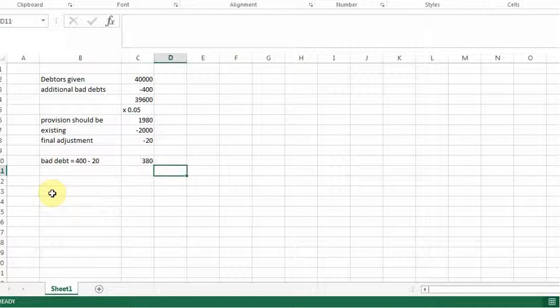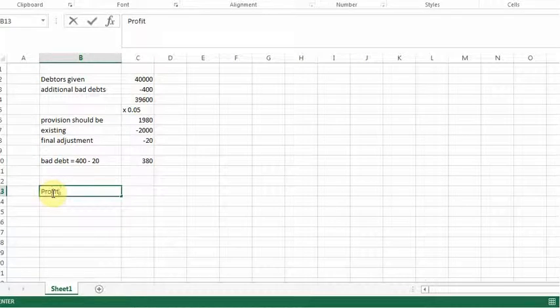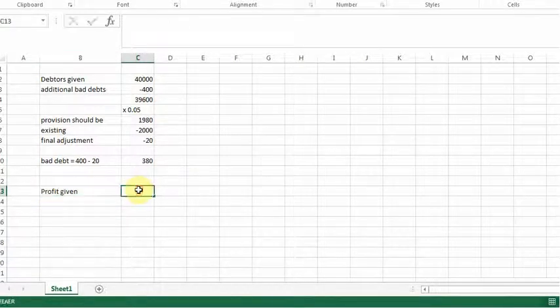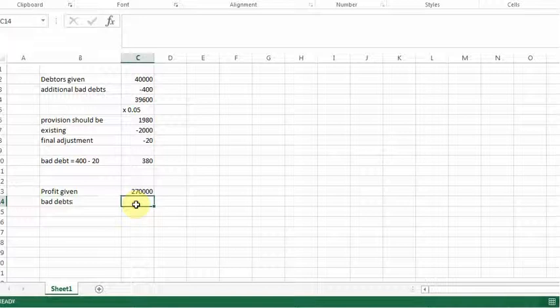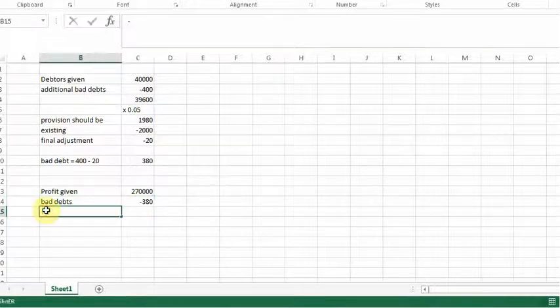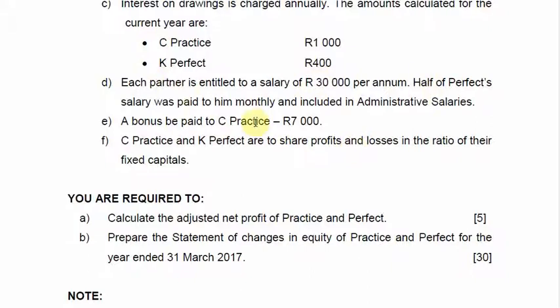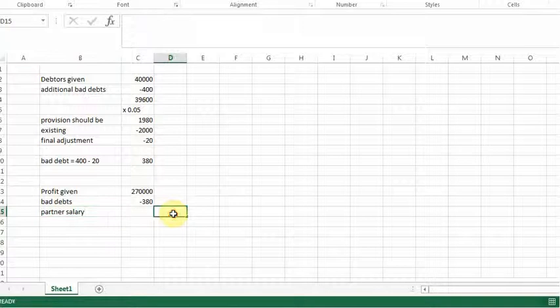I need to correct my profit, so I start with my profit given. The profit given was a total of 270,000. Then there were some bad debts that had to be written off. It's an expense, so I will deduct it. And then we had the error where the partner's salary was included in the administrative expenses. They tell us in the question that it was 30,000, but that only half of it was paid and included in salaries. So there I will say it is then 30,000 divided by 2. That gives me an answer of 15,000.